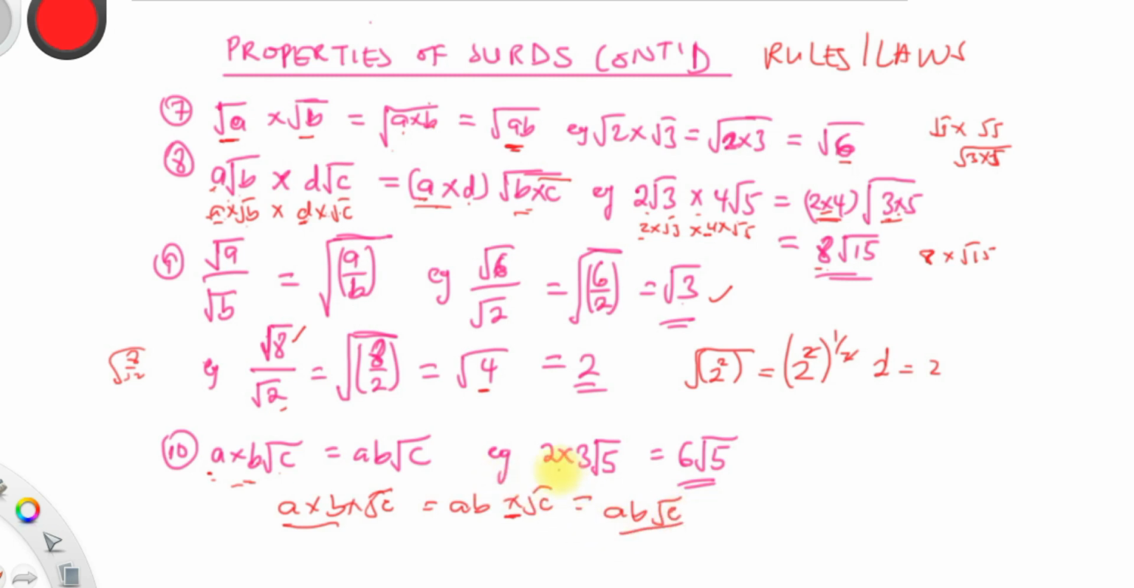So this is an example. If you have 2 times 3 root 5, then we have 2 times 3, which is 6. Then we bring in the square root, which is 6 root 5. Now, mind you, this is the same as 6 times the square root of 5. Yes. So if you have this, you can come here. If you have here, you can come here.